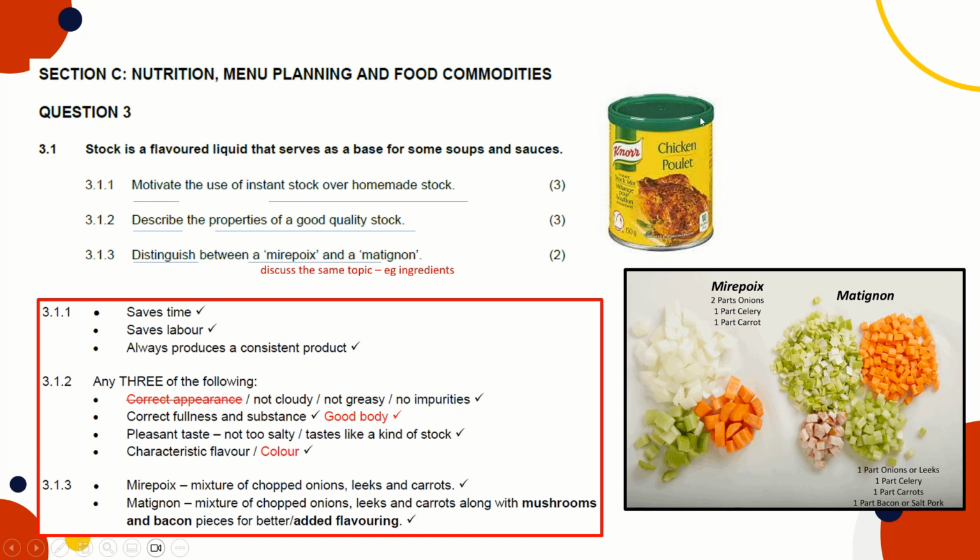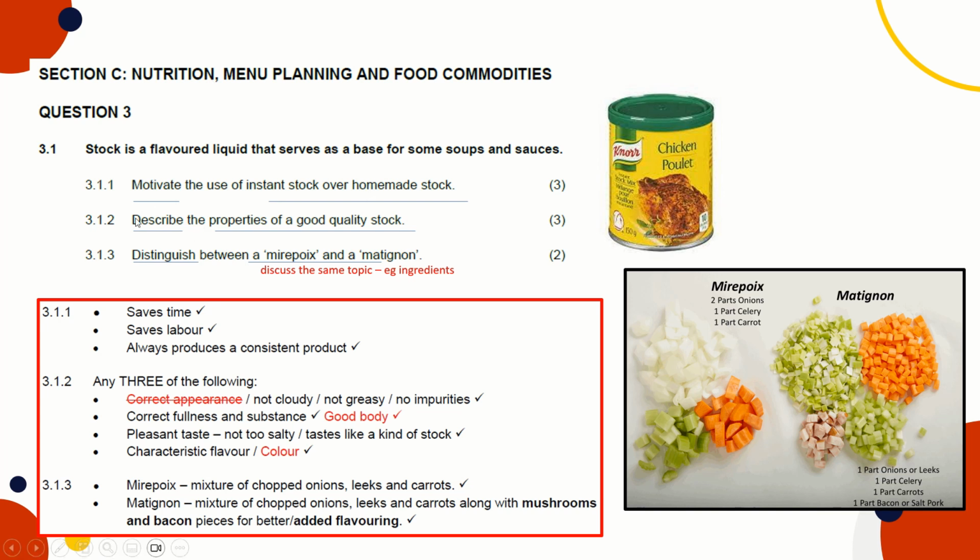So over here is a picture of instant stock. It's in powder form or dry form. You just need to add boiling water. Now it can be 3 of the following. It saves time, it's much faster. Homemade stock cooks very long. It saves labor because you just need to add the boiling water, and it also produces a consistent product. It will be the same every time that you use it.